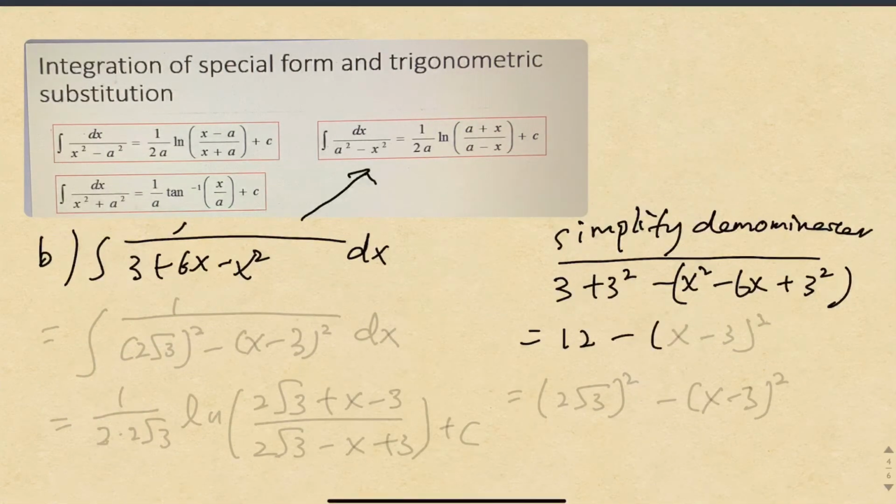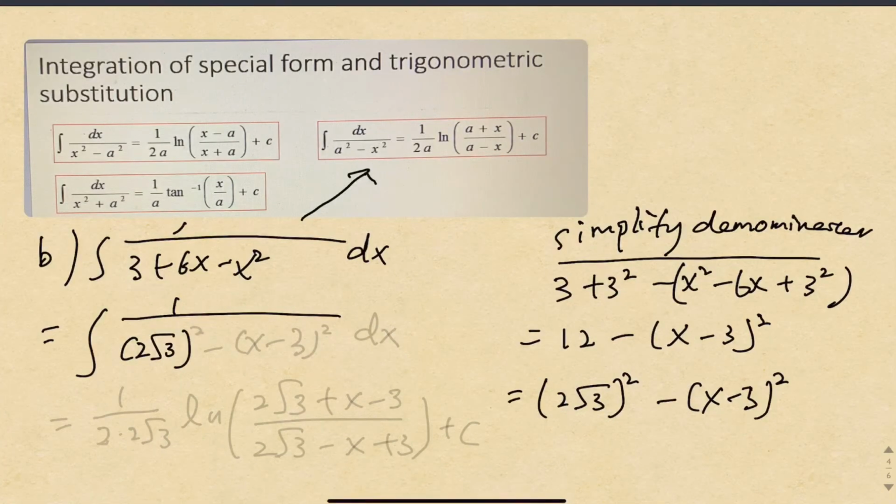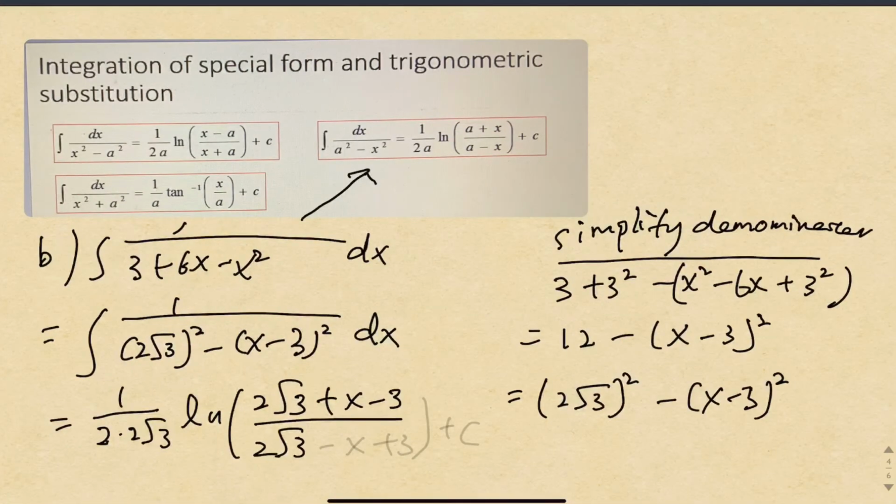So it becomes 12 minus x minus 3 squared. So this is 2 square root 3 squared minus x minus 3 squared. So we could actually make it become like this, dx. So make use of the special form, straight away can integrate it, so it becomes 2 times 2 square root 3 ln of 2 square root 3 plus x minus 3 over 2 square root 3 minus x plus 3 plus c.